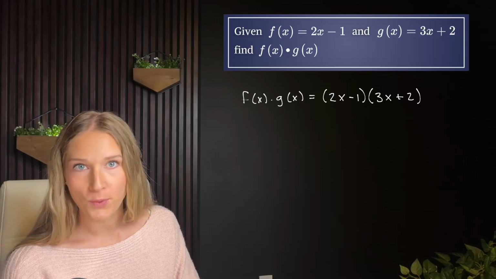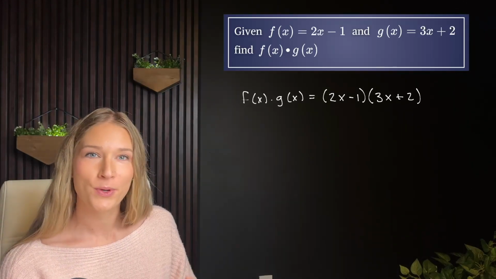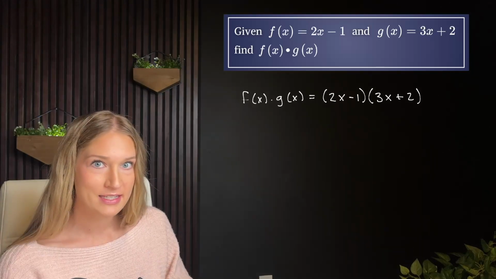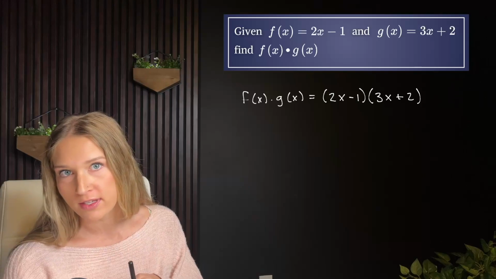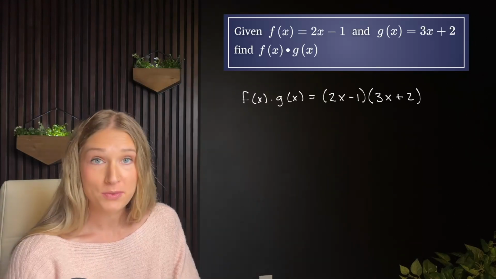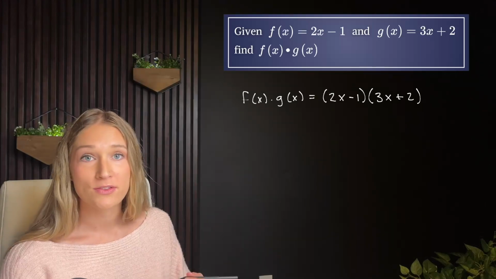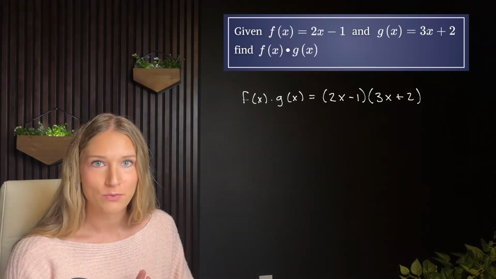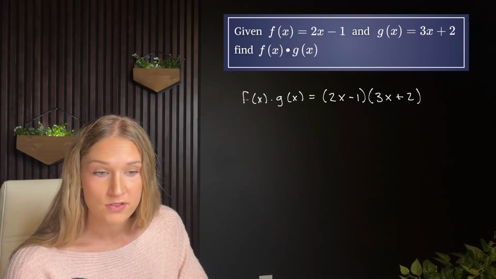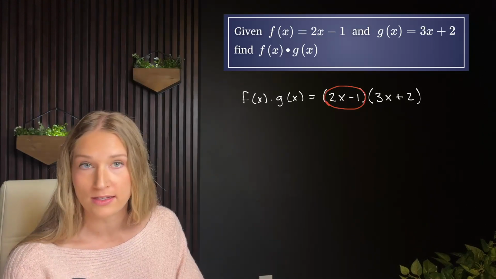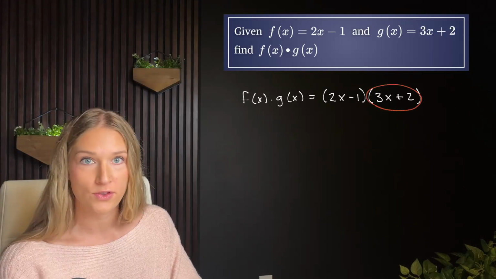You may have learned FOIL to multiply two binomials together. I prefer just to distribute because FOIL only works in very specific cases, and that's where you have a binomial times a binomial, or you've got two things times two things. That's what I do have here, so I could use FOIL, but when you're talking about other situations, FOIL doesn't really work. So what I prefer to do is just take everything in my first factor, so the 2x and the negative 1, and multiply it by everything in that second factor, the 3x and the 2.